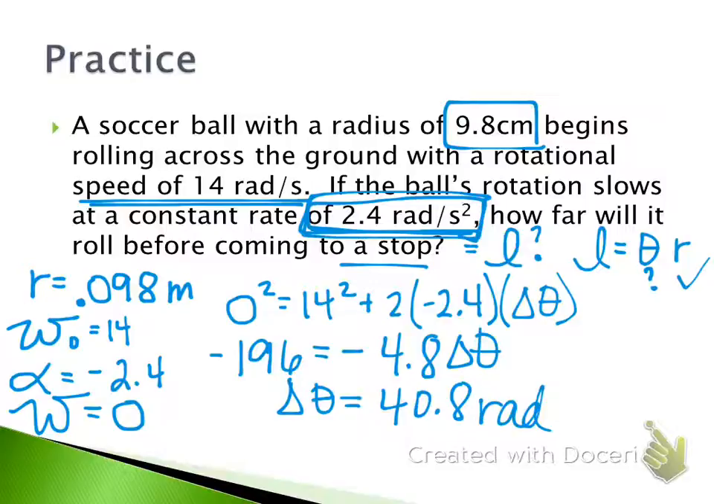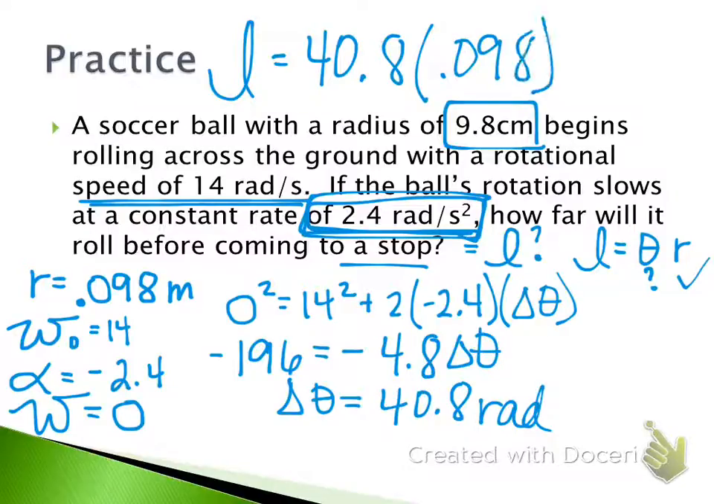But that's not our final answer. We want to find out how far it will roll, so we want to find its total distance rolled. So here's our radians. We know that our radius is 0.098. So I'm going to solve for distance equals theta times the radius.